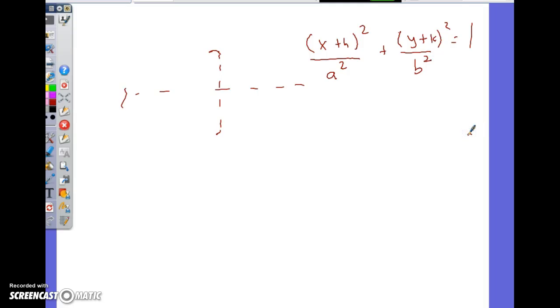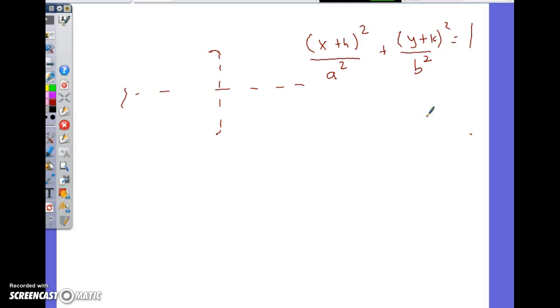What that means is if this is 9, square root of 9 is 3, therefore it goes left or right 3. If this is 4, square root of 4 is 2, that means it goes up or down 2.